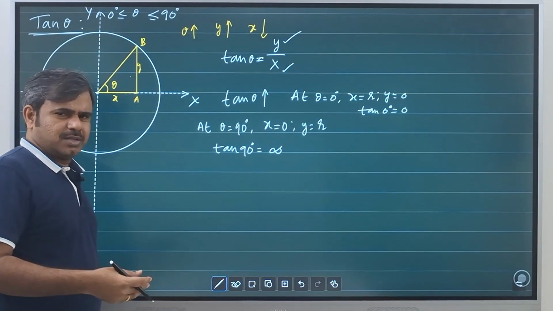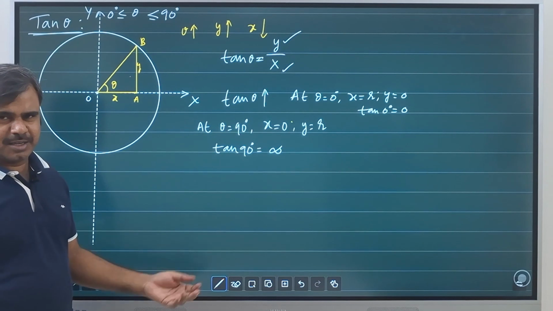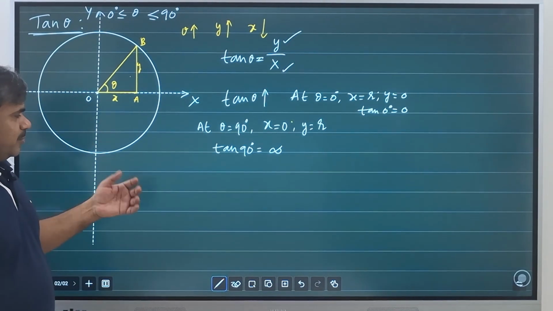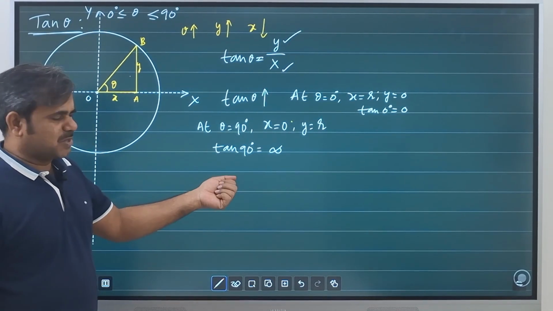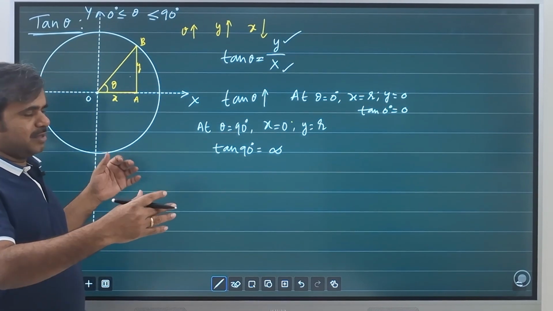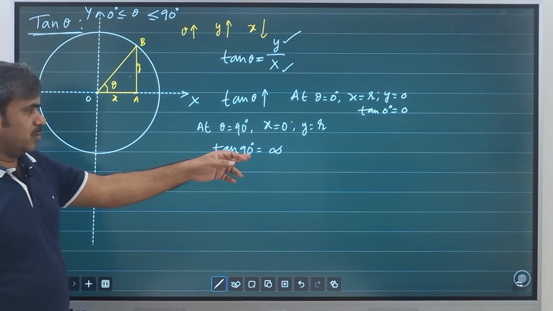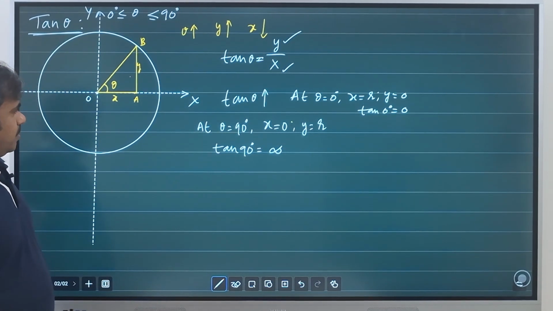Mathematics teachers or students might say undefined, but in physics there is nothing undefined. So what we would say is, as theta comes closer and closer to 90 degrees, the value of tan theta becomes larger and larger, approaches infinity. So tan 90 degrees is equal to infinity.